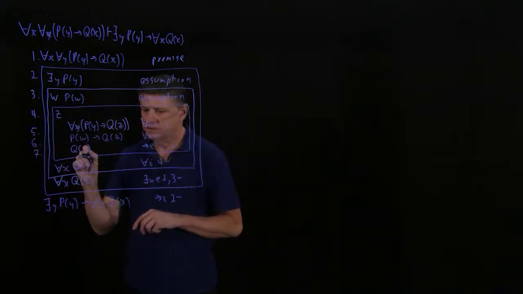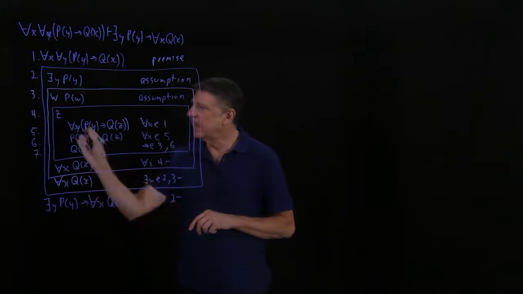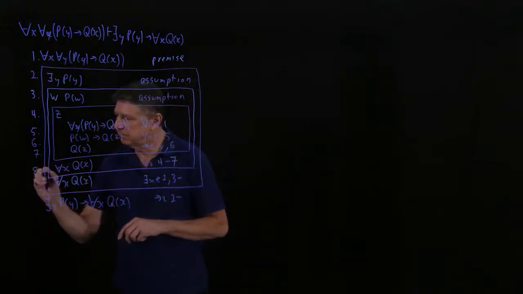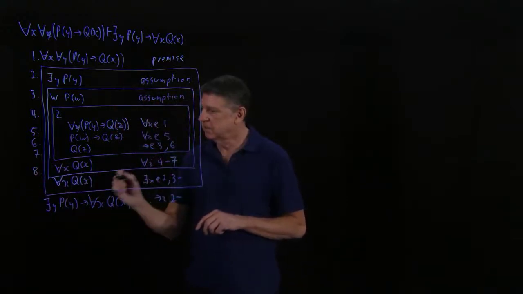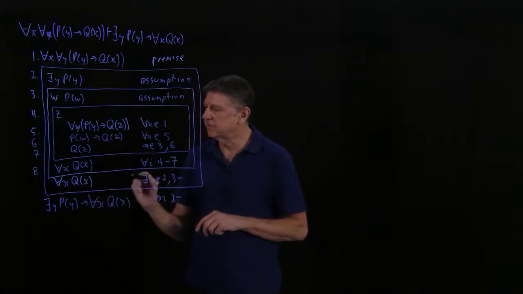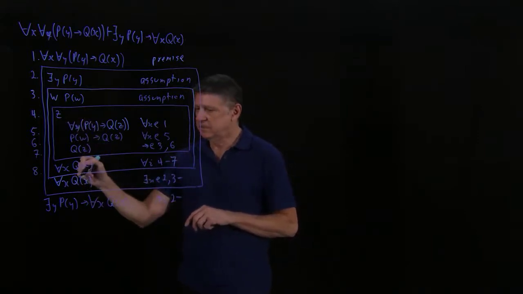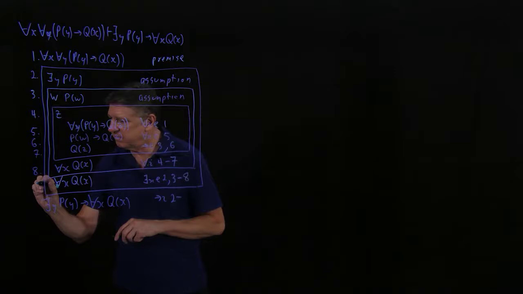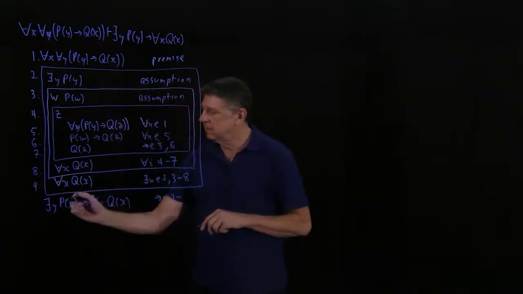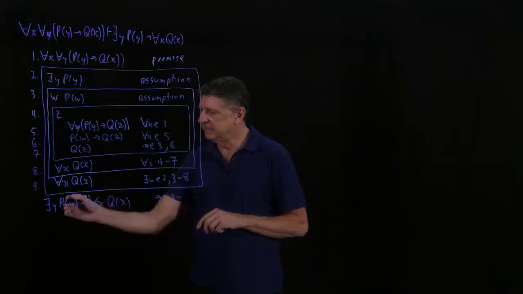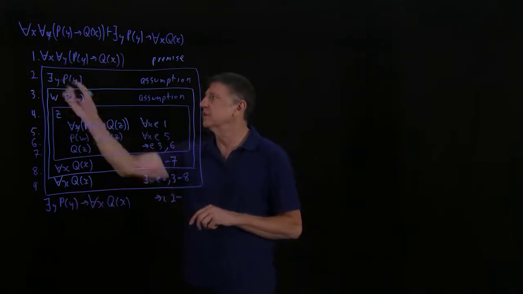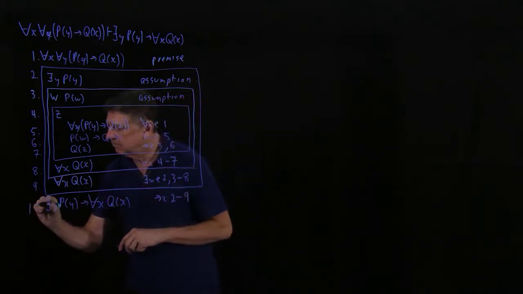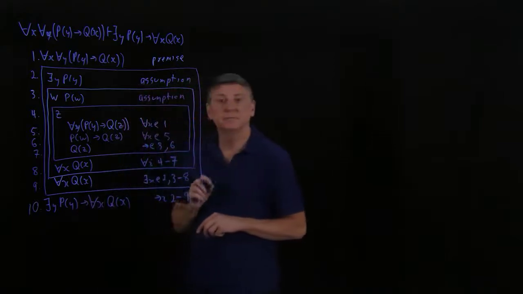I've completed this box. That justifies this statement as the box that starts at 4 and ends at 7. That becomes a line in my proof. I've completed this box. That means this statement is justified by a box that began at 3 and ended at 8. So that's a line in my proof. And this box is now complete. This statement is justified as implication introduction by a box that started at 2 and ended at 9. And my proof is now complete.